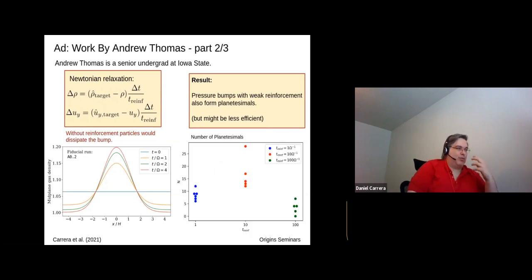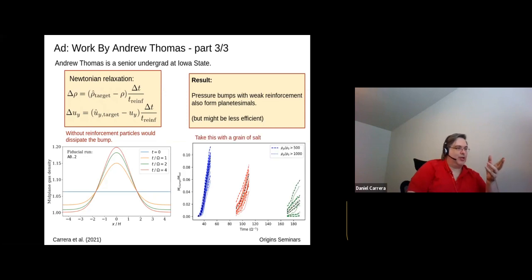The number of particle clumps or planetesimals that we get varies by simulation, but it doesn't seem to have any clear trend. So there's no reason to believe that a weakly reinforced clump will make fewer planetesimals or fewer particle clumps.